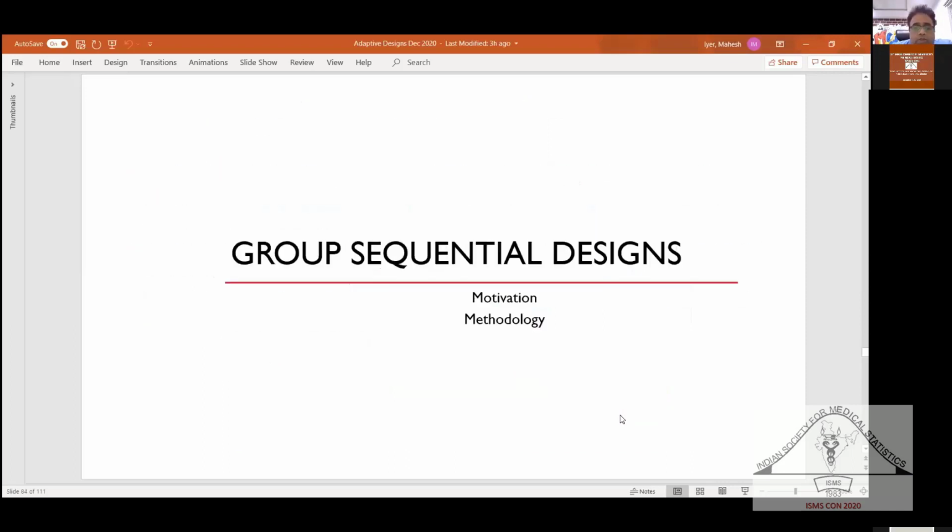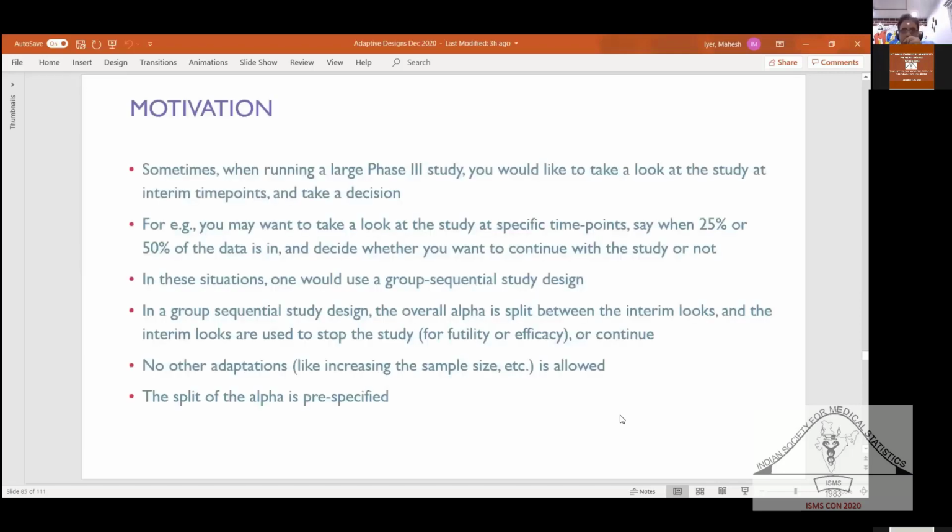Now let's look at phase 3, where we have specifically 2 different types of things called group sequential design and sample size re-estimation. So we'll focus on those 2 concepts. What happens in a group sequential design is, when you're running a very large phase 3 study, you want to take a look at the study at different time points. Let us say the study is going to run for 5 or 6 years. You're not going to wait 5 or 6 years to look at the data, right? So you want to look at the data, let's say at 2 years, at 4 years, and then finally at 6 years, something like that.